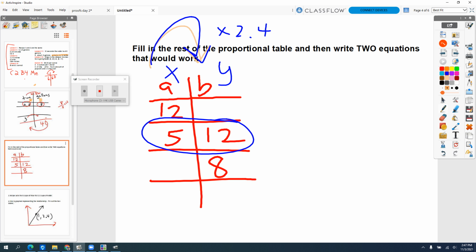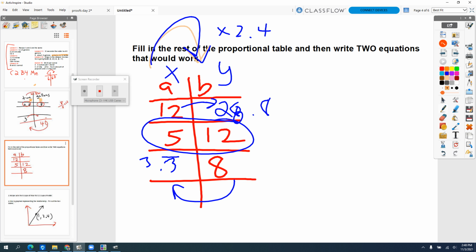Well, that's going to help us solve the rest of our problems, because to get this one, I'm going to do 12 times 2.4. So hopefully you did that, and you would have got 28 and 8/10, almost 29. And then to go this way, you would actually divide by 2.4. So 8 divided by 2.4, or 2 4/10, you would get 3.3 repeating.